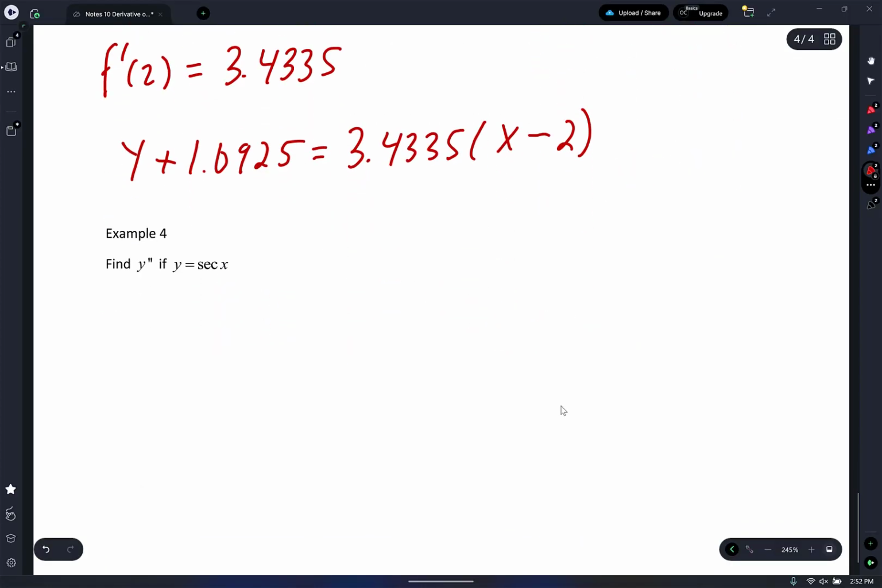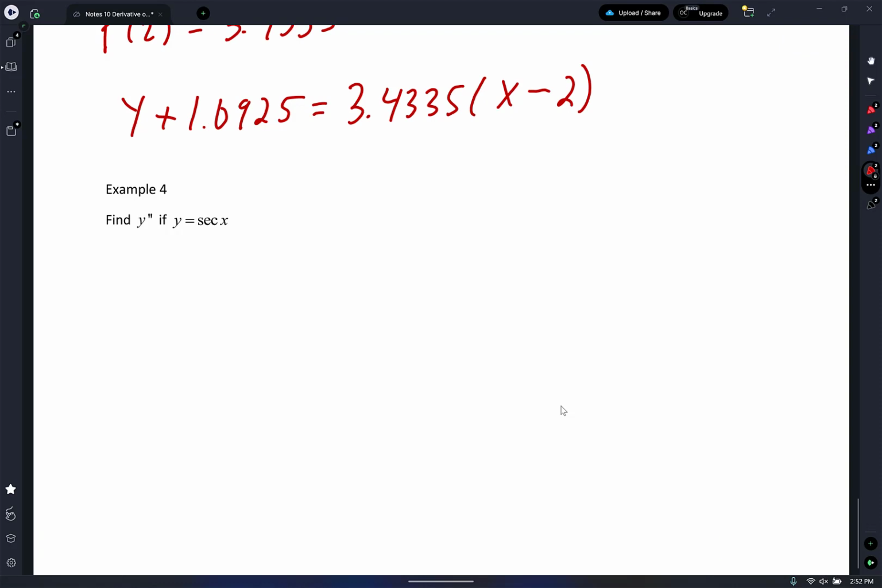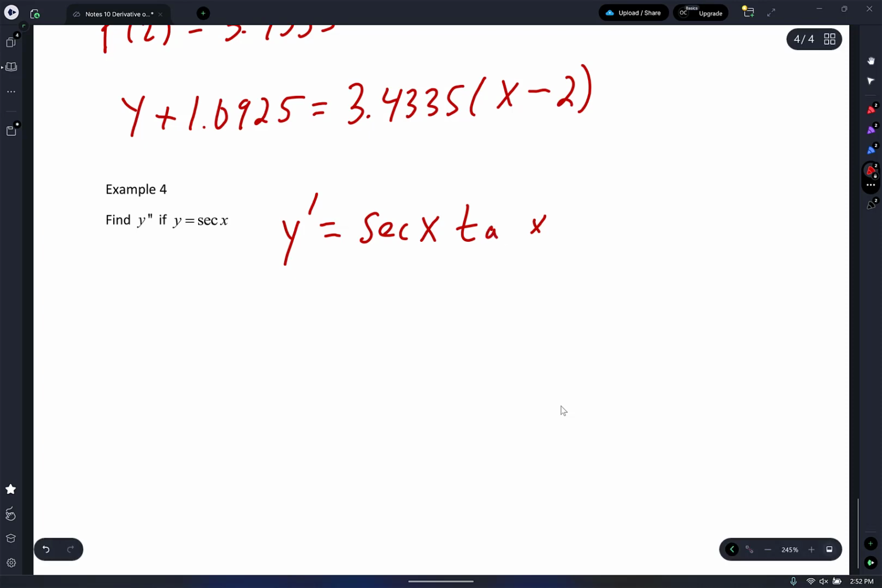All right, here we go. Example 4. This is the last example, guys. What does y double prime mean? Second derivative. So here we go. Y prime equals, what's the derivative of secant x? Secant x tan x. So write that down. Am I done? No. What rule do I got to use to find y double prime?